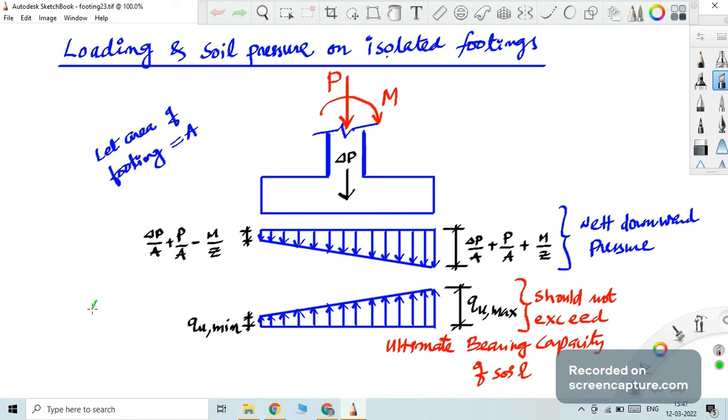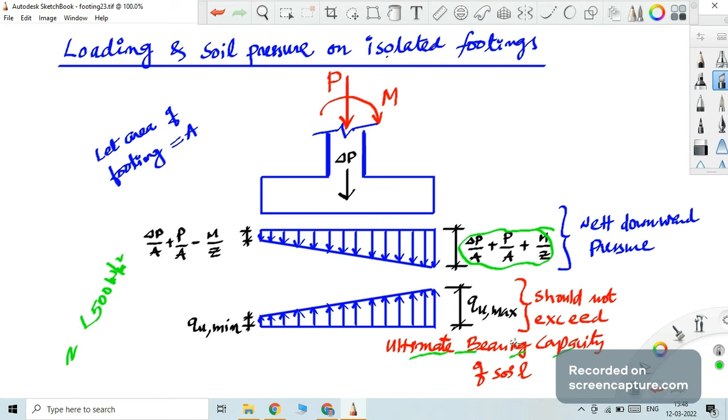Suppose the soil has an ultimate bearing capacity of 500 kilonewton per square meter, then the value calculated, delta P, this quantity, should be less than that 500. That 500 I have told as an example of the ultimate bearing capacity. You know how to calculate ultimate bearing capacity from geotechnical engineering classes. We have a concept of ultimate bearing capacity as well as its factored value, divided by 1.5, divided by 2, etc., which is called the safe bearing capacity.